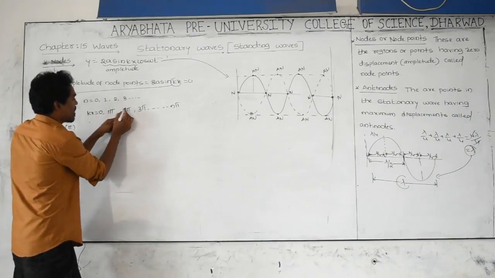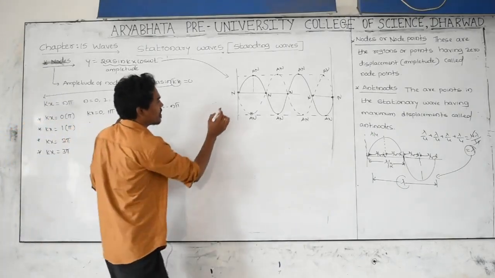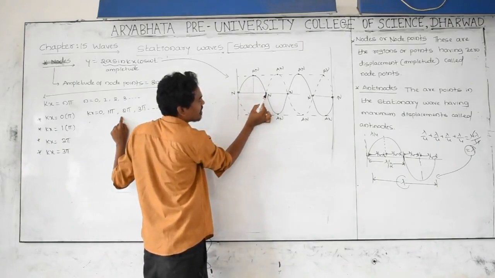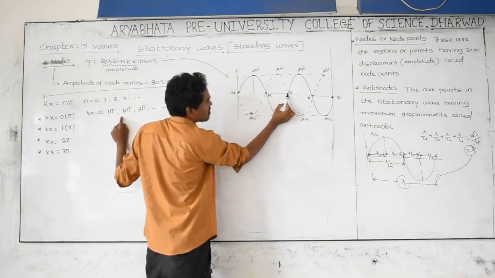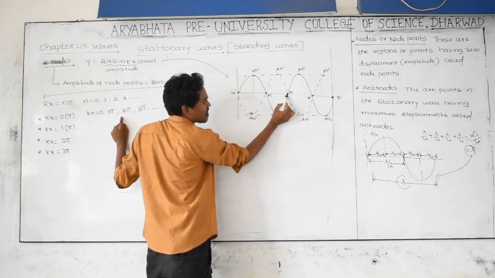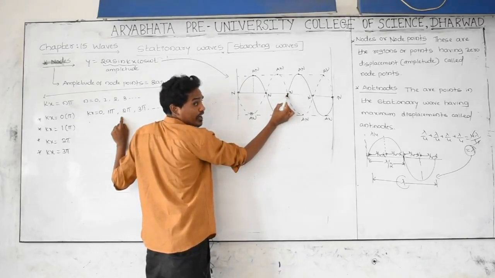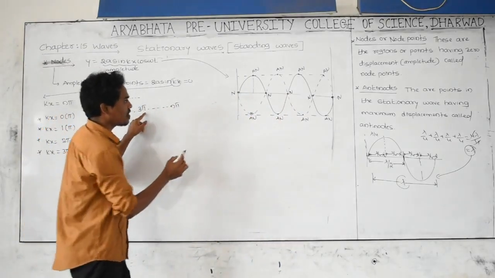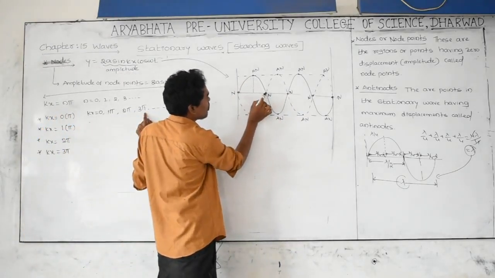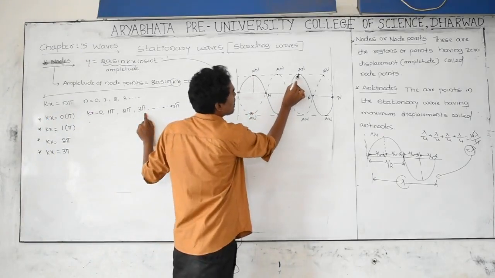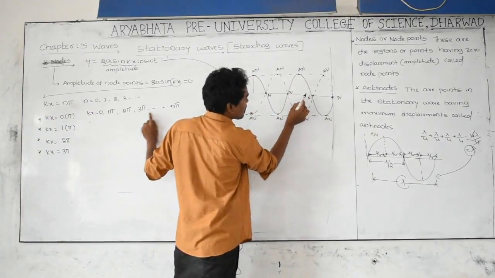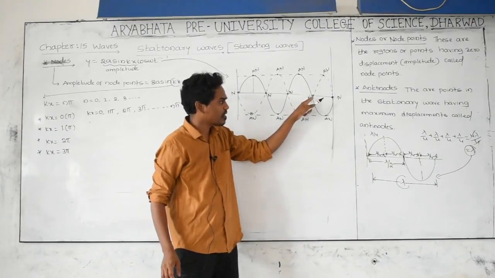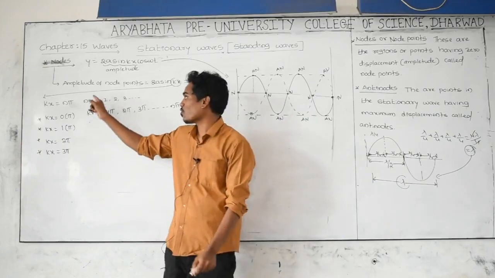There, if the angle is 2 pi, where is 2 pi? This is 0, this is 90 degree, this is 180, this is 270, this is 360, which means 2 pi. 2 pi means here the displacement is 0. Is it a node point or anti-node point? Yes, it is a node point. And again go to 3 pi. 3 pi means here to here pi, here to here 2 pi, here to here 3 pi. 3 pi means here the displacement is 0, so is the point an anti-node or a node point? Yes, it is a node point.